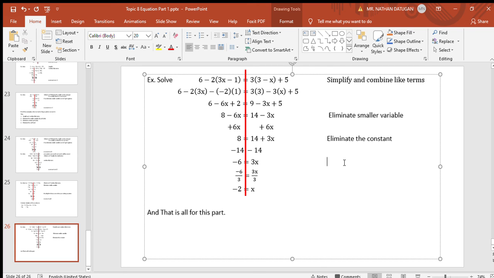And now what's our goal on this side? We eliminate the coefficient. Which one is the coefficient, negative 6 or 3? 3 is the coefficient. So how do we get rid of 3? We divide both sides by 3. So 3x divided by 3 should give you x. And negative 6 divided by 3 is negative 2. So your answer is x equals negative 2.